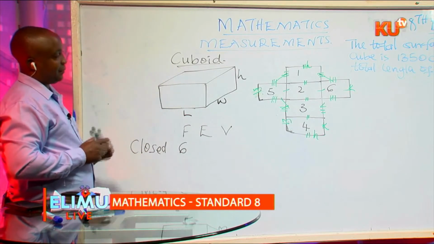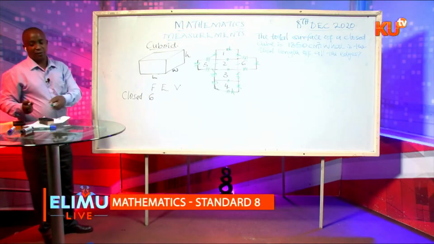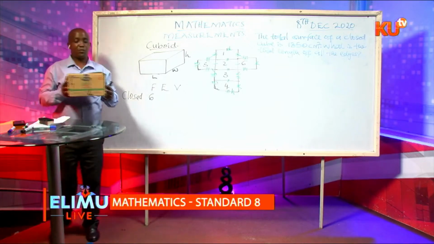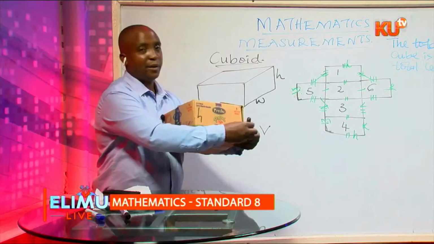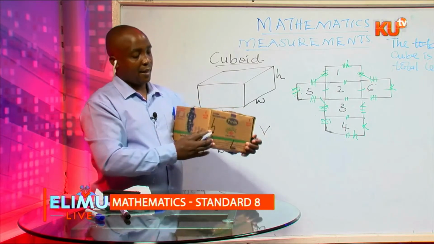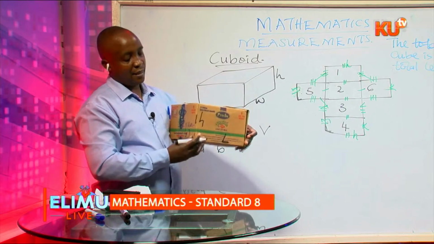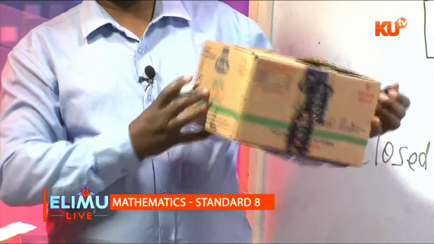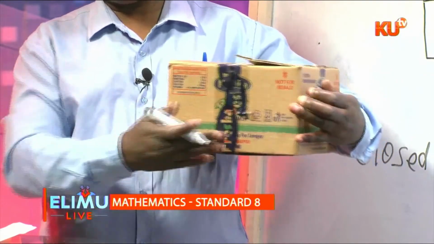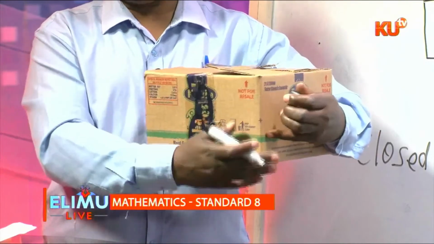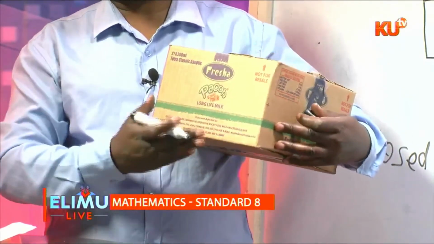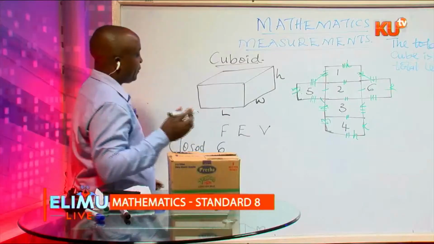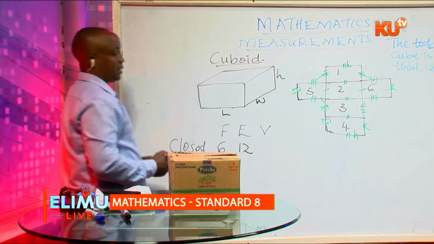So how many edges will a cuboid have when it is closed? So I have this, so we are going to count together. When I hold it like this, I have 1 edge, then 2, then I have 3 and 4. Then I turn it, I will have 5, 6, 7, and 8. Then I'll turn it, I'll have 9, 10, 11, and then I have this one, 12. So it will have 12 edges when it is closed.